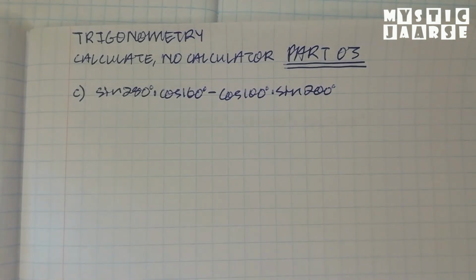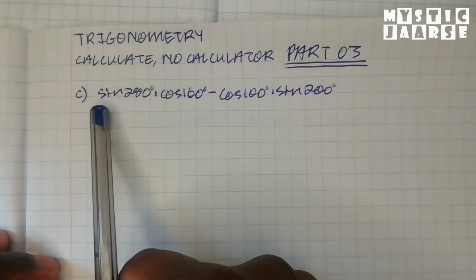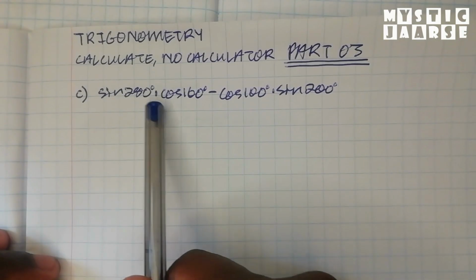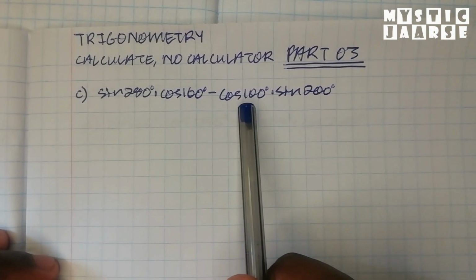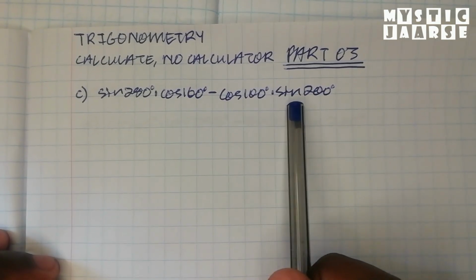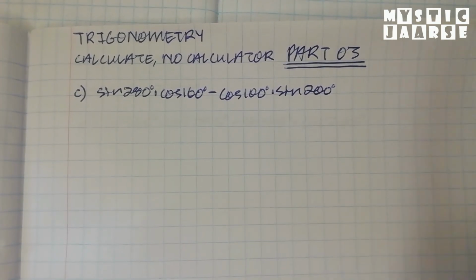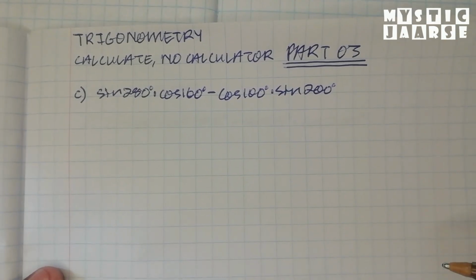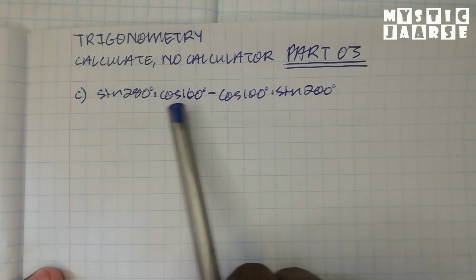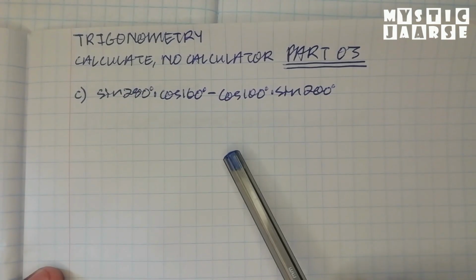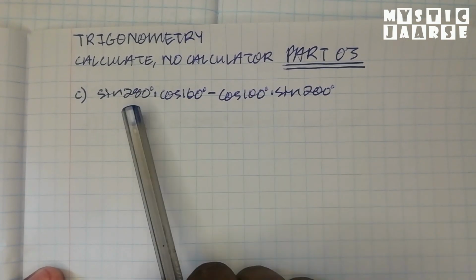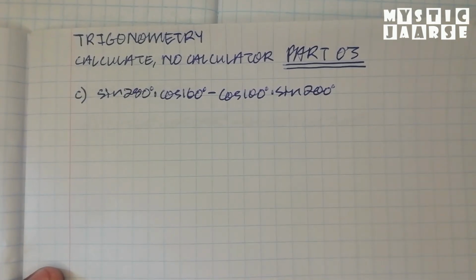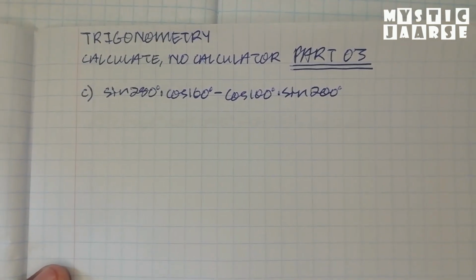So let's solve. We have sine of 280 degrees multiplied by cos of 160 degrees minus cos of 100 degrees multiplied by sine of 200 degrees. Now this looks like a mess, right? Because you have four angles that do not match up at all, so you can't have A, B, A, B. It is actually A, B, C, D. So we need to make them into A and B only.